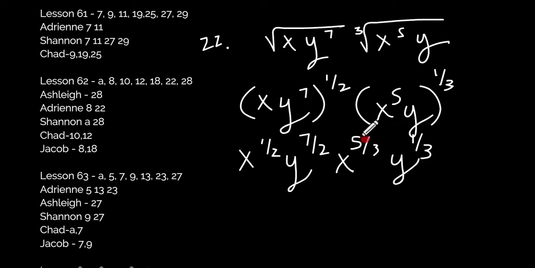We're going to add the x's. I found a common denominator of 6, so it's x to the 13/6. If you have to use your calculator for this, you know, whatever. And y to the 23/6.